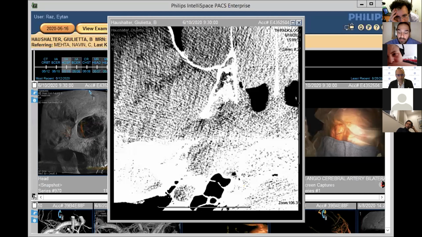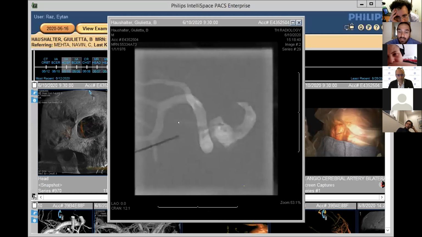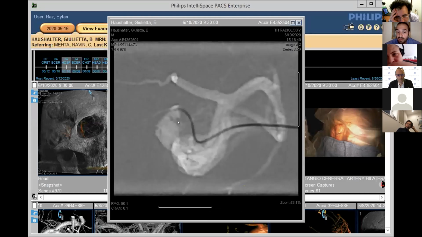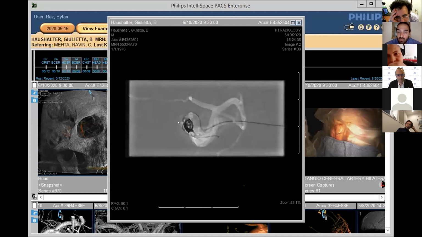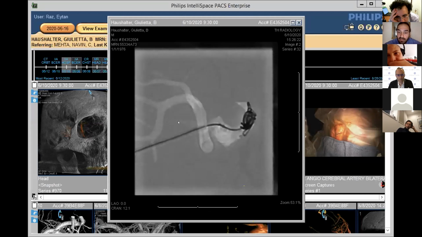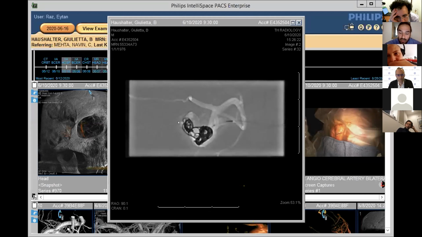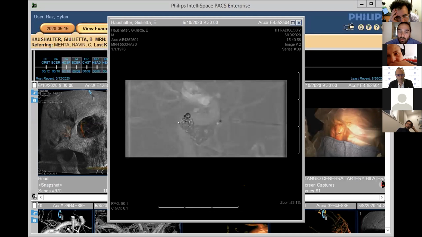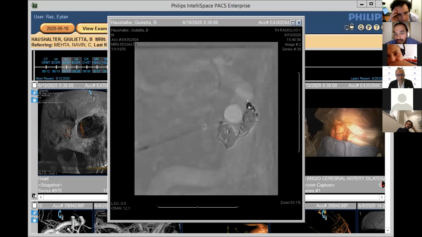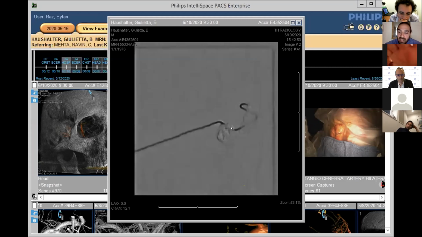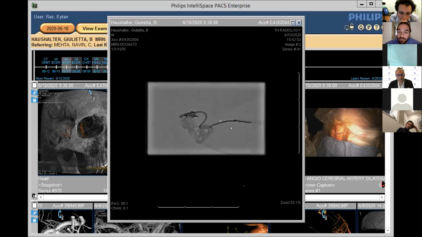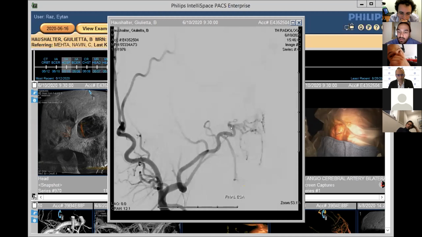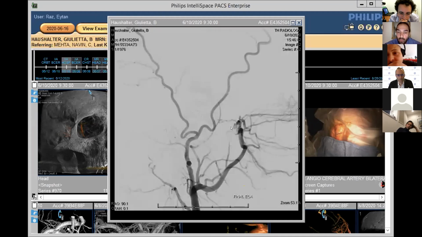We started to coil off the sinus first with detachable coils, and then we completed with some pushable coils. And you see how the coils are here, surrounding the ICA on this AP view, and by the time of the third coil, the flow was gone. And this is an external carotid injection.